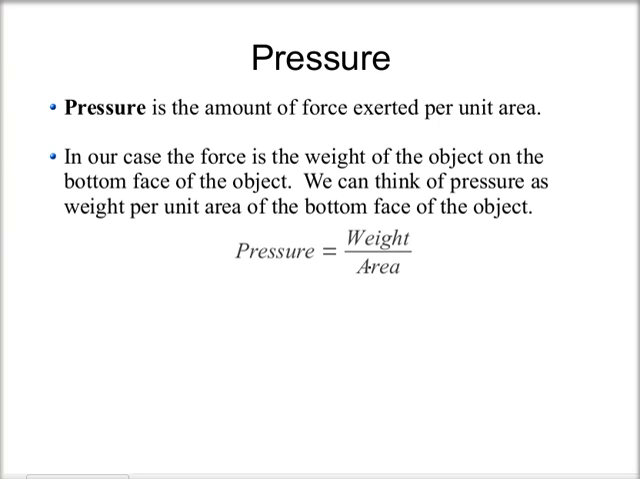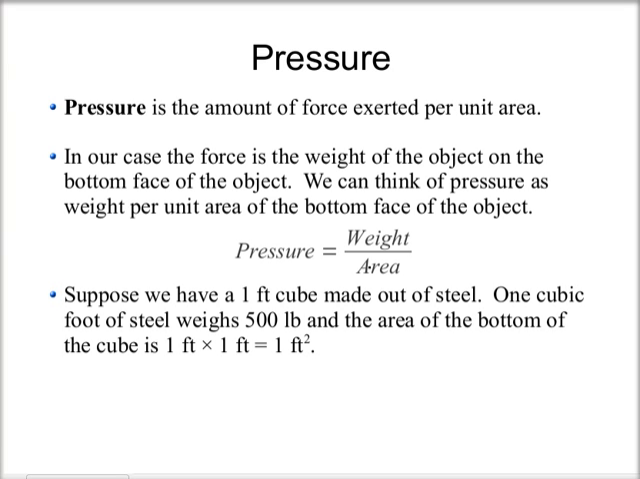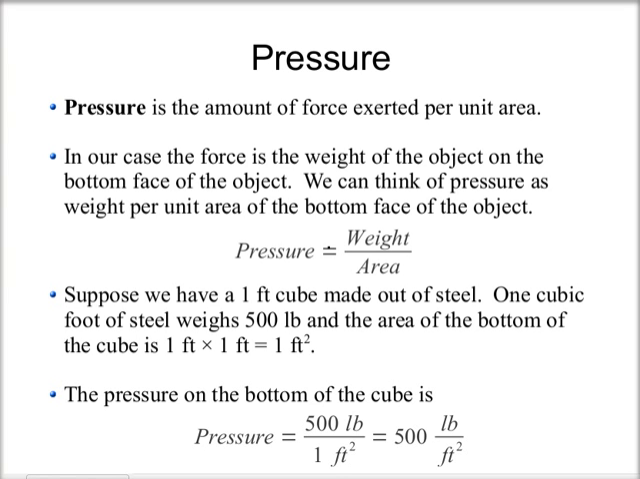So let's look at a short example of that. Suppose we have a 1 foot cube made out of steel. 1 cubic foot of steel weighs 500 pounds, and the area of the bottom of the cube is 1 foot by 1 foot, or 1 square foot. So then I can find the pressure by dividing the weight by the area, and that's going to be 500 pounds divided by 1 square foot. So the pressure on the bottom of that cube will be 500 pounds per square foot.